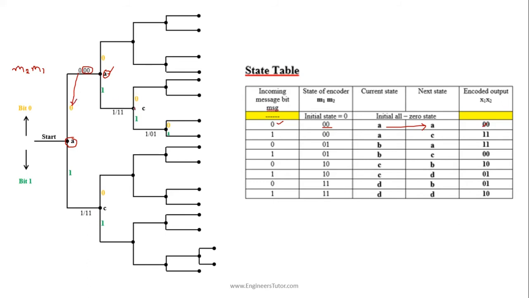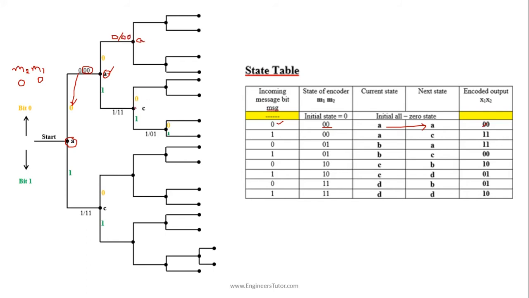Now we will try to find the next state of the encoder. The incoming bit is 0 and we need to find M1 and M2. Incoming bit is 0, so M1 will be 0 and M2 will also be 0. So M1, M2 will be 0, 0. The incoming bit is 0, so the state changes from A to A and the output will be 0, 0.